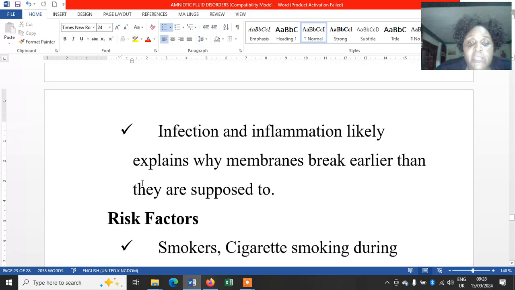Infections and inflammation likely explain why membranes break earlier than they are supposed to. We have sexually transmitted infections, etc. They can also lead to premature rupture of membranes.